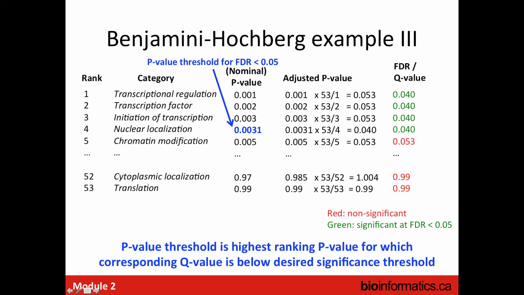Okay, and then the nominal p-value threshold for FDR less than 0.05 corresponds to the lowest ranked p-value that has a q-value of less than 0.05. Okay, that's it. It's called the Benjamini-Hochberg step down procedure. It's either step up or step down. So. I'm right 50% of the time. Okay. Even though 5 and 1 have the same adjusted p-value. Right.